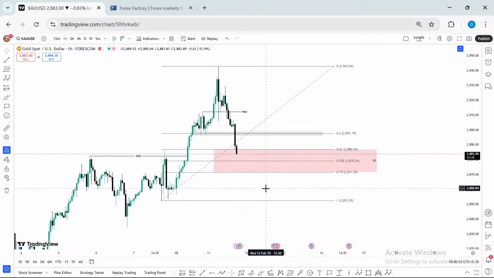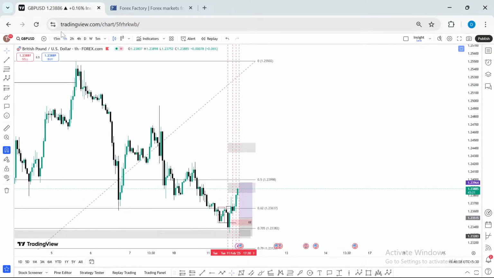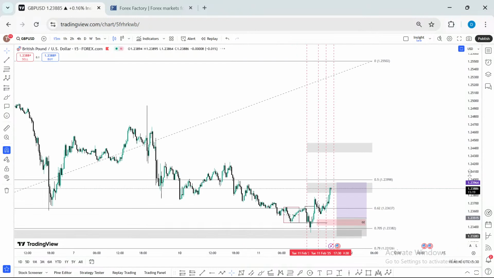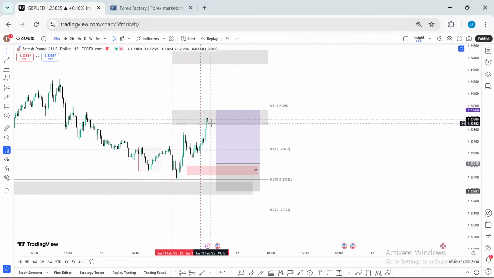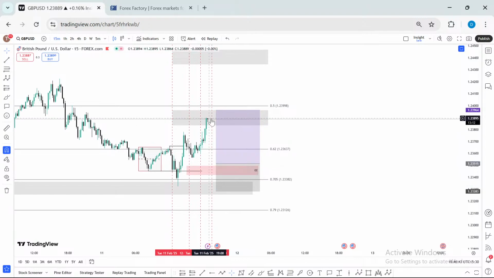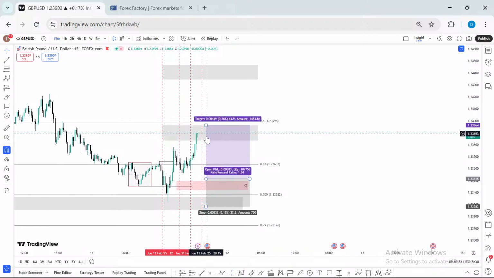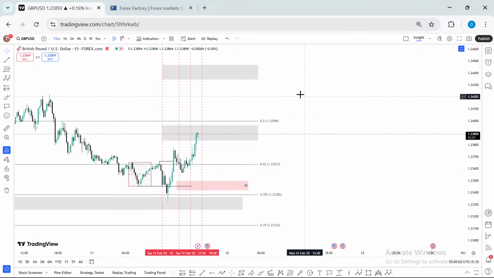So let's be patient. And the GBP USD, like we discussed, you don't have to hold that particular buy limit because it's already reached our target zone. Okay, there is one more target zone here. Suppose if it comes back, for the time being, just delete this particular buy limit. We don't want this buy limit.